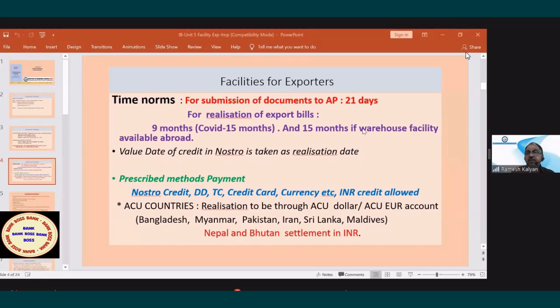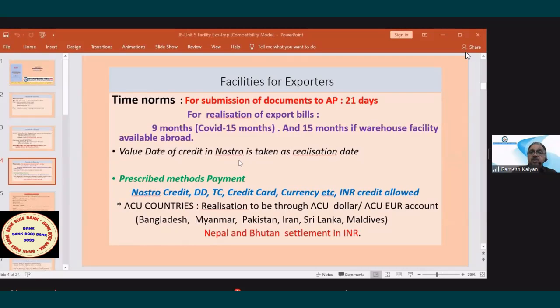And wherever a warehouse is established outside, for example, Minerals and Metals Trading Corporation, they will have huge value. For that, 15 months is permitted. This also was there earlier. Now these are the only 2 norms. For warehouse parties, the repatriation period is 15 months, all others 9 months.